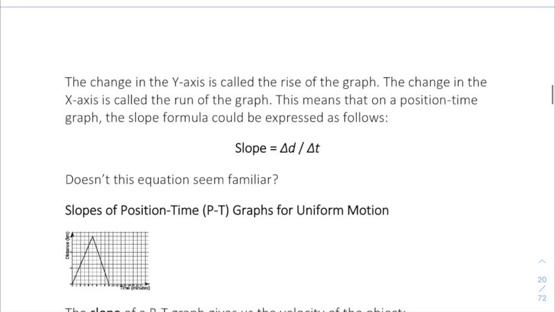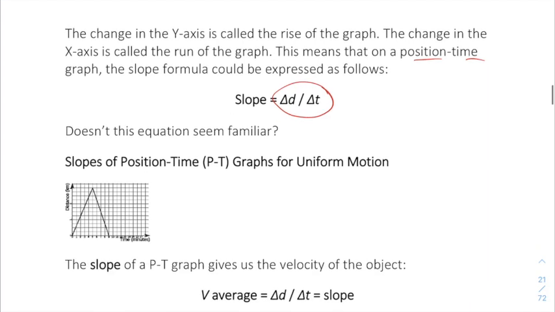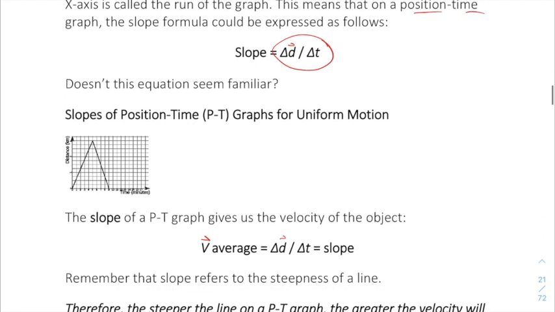So the change in the y-axis is called the rise in the graph. The change in the x-axis is called the run of the graph, which means that for a position time graph, this would be delta d over delta t. That's a little interesting because isn't the change in velocity also delta d over delta t, right? And we do get a direction in these graphs, so let's keep those directions, arrows. So the slope of a PT graph gives the velocity of an object.